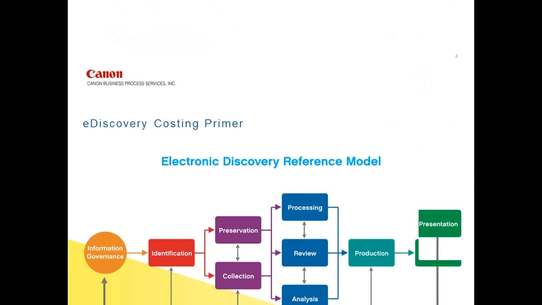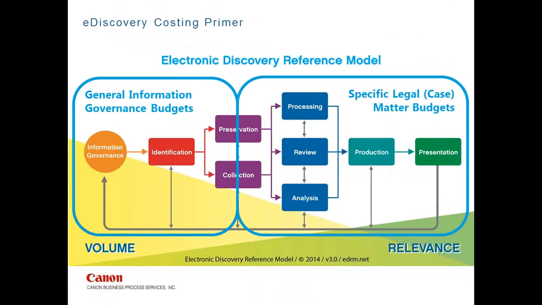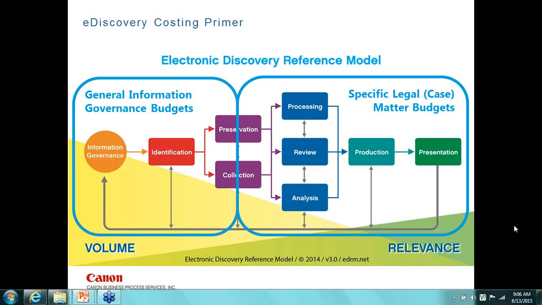So why don't we go ahead and get started and start talking about some of the e-discovery cost categories and the costing primer. To start with, as Frank mentioned, cost containment of electronic discovery is a challenging topic, and it implies, I think, both reducing costs and making costs more predictable.